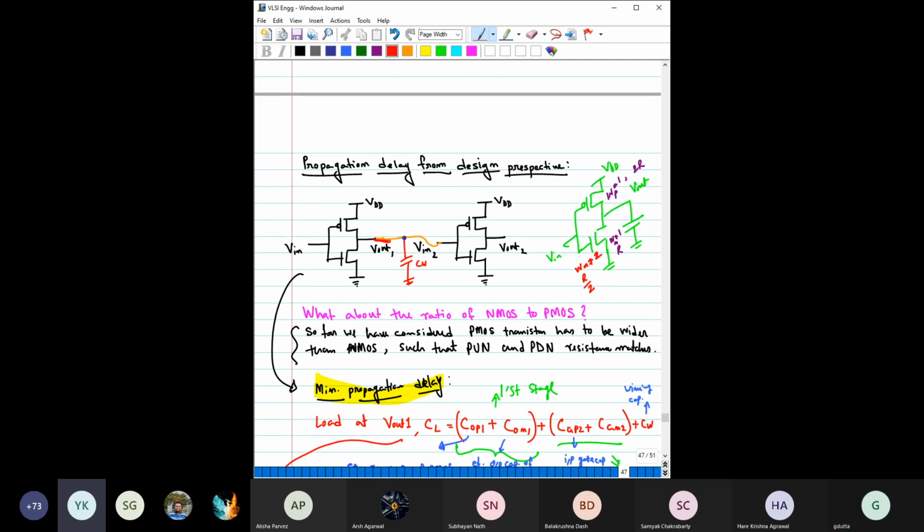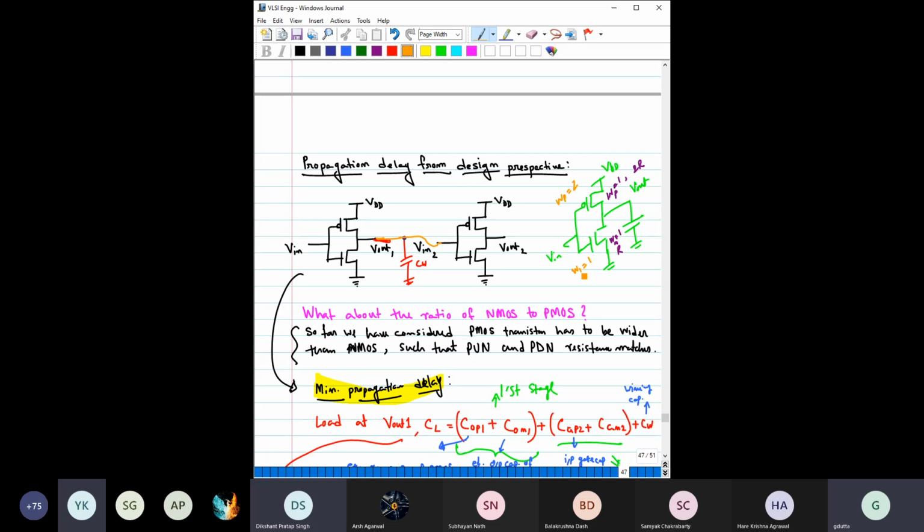Have you understood? Then tell me what should be the correct answer. It's not difficult. You have to make WP equal to 2, and what about WN? Keep it 1.